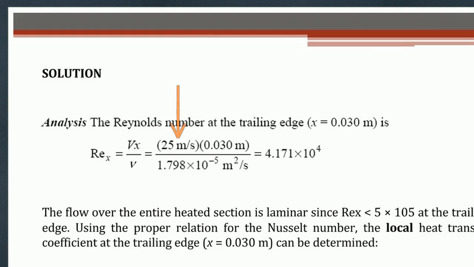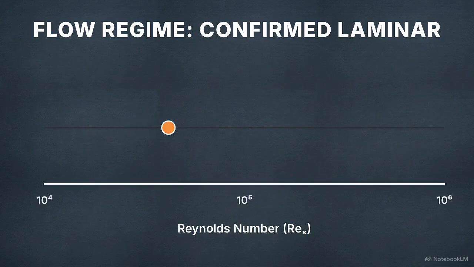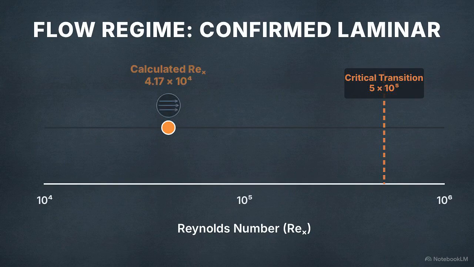Looking at the calculation here, we use the velocity of 25 meters per second, our total distance of 0.030 meters, and the kinematic viscosity of air. This gives us a Reynolds number of 4.171 times 10 to the fourth. That value is well below the critical transition threshold of 5 times 10 to the fifth. We can confirm the flow over the entire chip remains strictly laminar, allowing us to proceed with the laminar set of equations.